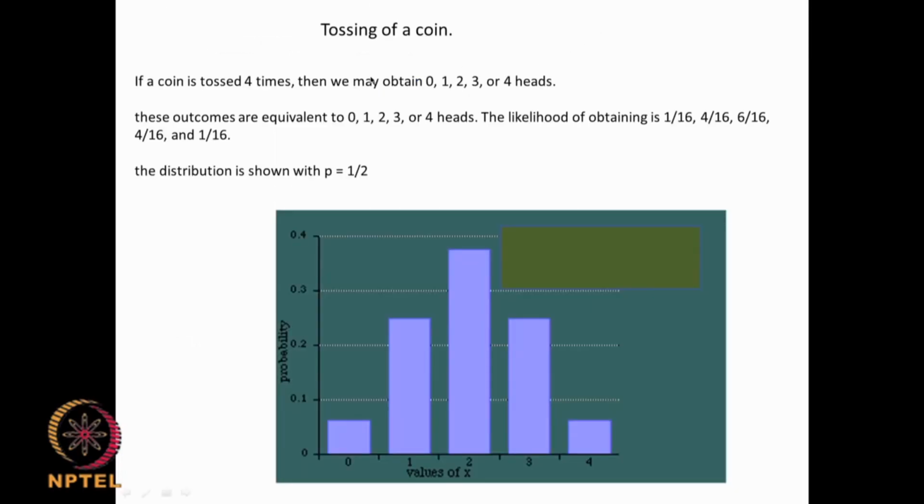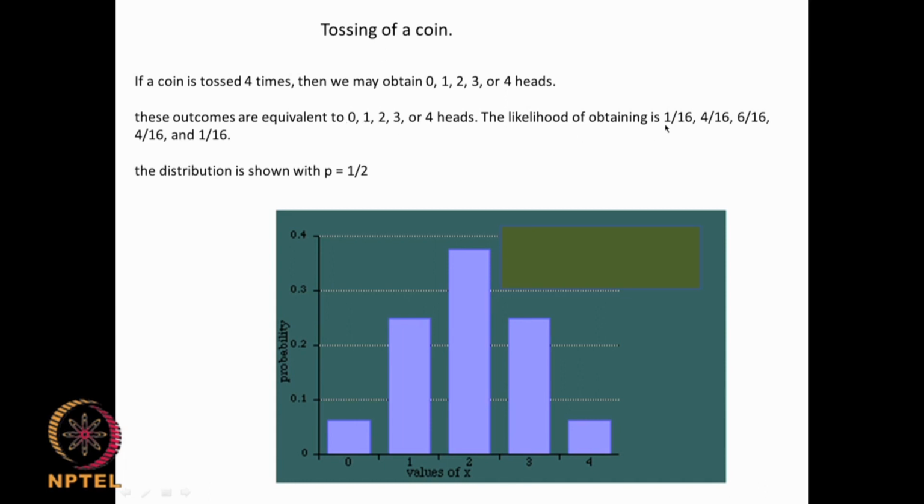So let us look at a simple problem, tossing of a coin. I have a coin, as you know, I can get either heads or tails, that means equal probability, 50% probability for heads, 50% probability for tails. So I toss the coin 4 times. I can get 0 heads, that means all of them become tails. I can get 1 head and 3 tails. I can get 2 heads and 2 tails. I can get 3 heads and 1 tail, or 4 heads and no tail. So all these are possible.